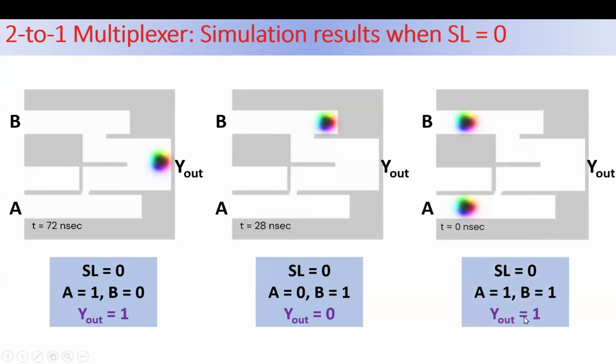Then there is another case, when the select line is 0 and both inputs are 1. Again, we can anticipate that the output should follow the input A. So if input A is 1, the output should be 1. Again, the skyrmion follows this trajectory. It crosses the small opening from this track to this track and goes to the output.